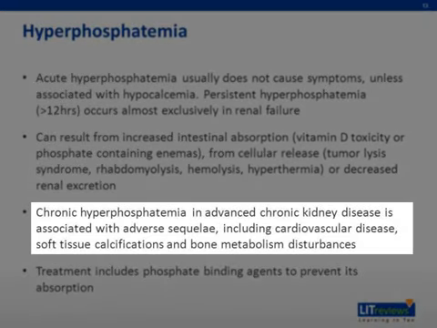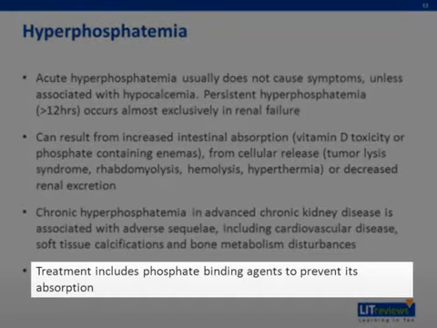Chronic kidney disease causes hyperphosphatemia mainly due to the inability of the kidney to eliminate phosphorus. Unfortunately, chronic hyperphosphatemia in advanced chronic kidney disease is associated with adverse sequelae, including cardiovascular disease, soft tissue calcification, and multiple bone metabolism disturbances. The treatment of hyperphosphatemia includes the use of phosphate binding agents to prevent its absorption in the gut.